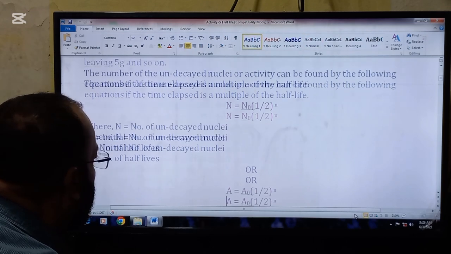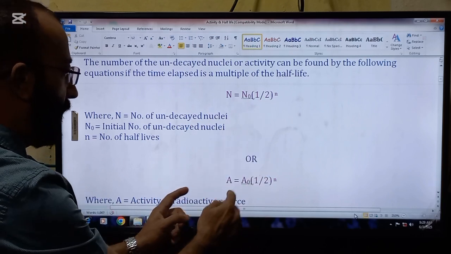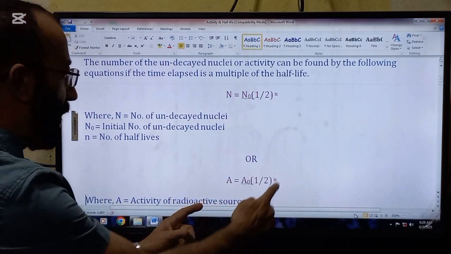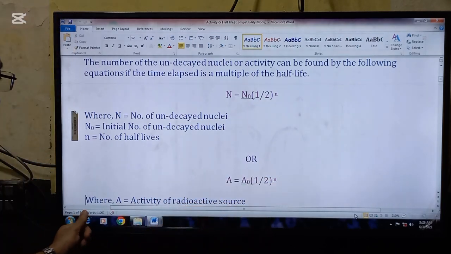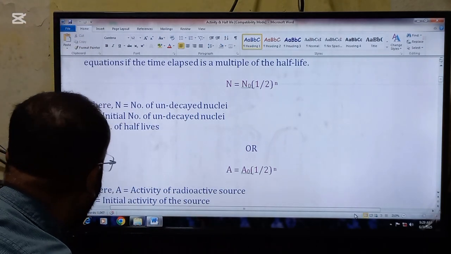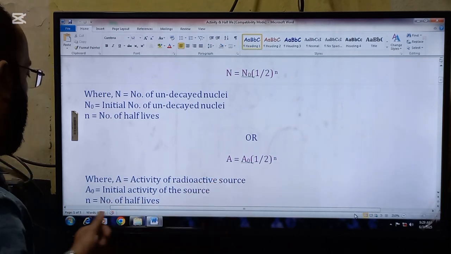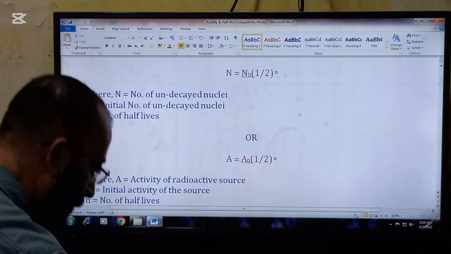Another form of the equation is A is equal to A naught into 1 by 2 raised to the power n, where A is the activity of the radioactive source, A naught is the initial activity of the source, and n is the number of the half-lives.